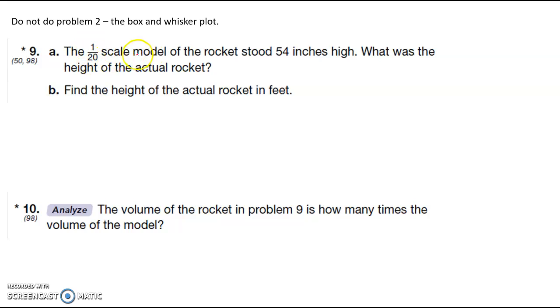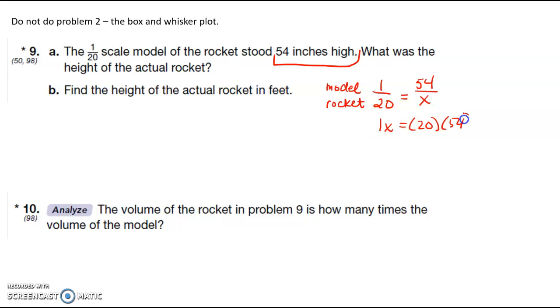Anywho, the 1/20th scale model of the rocket stood 54 inches high. What was the actual height of the rocket? So I know that the model versus the rocket is 1/20, and I know that the model was 54 inches high. I'm trying to find how tall the rocket was, so I cross multiply. And I get x is equal to 20 times 54, 1080 inches.